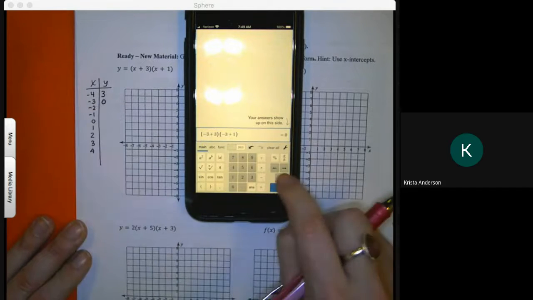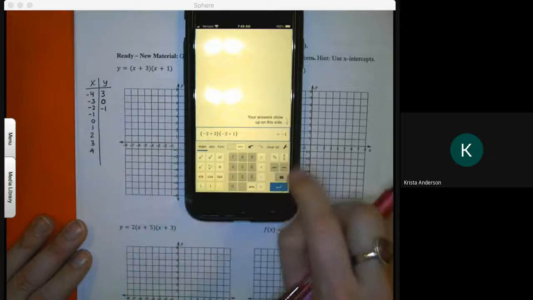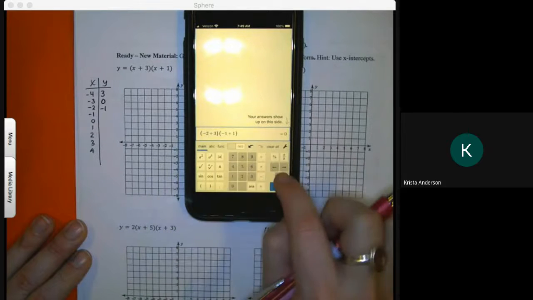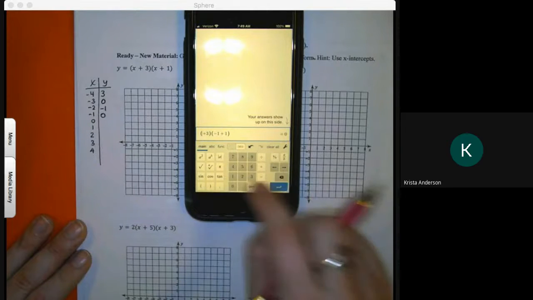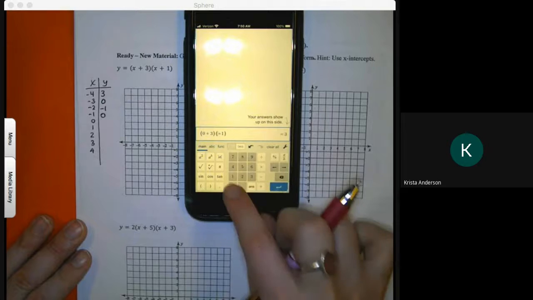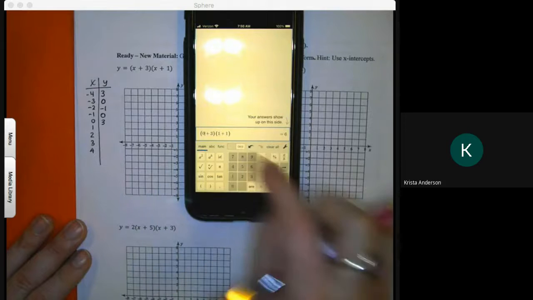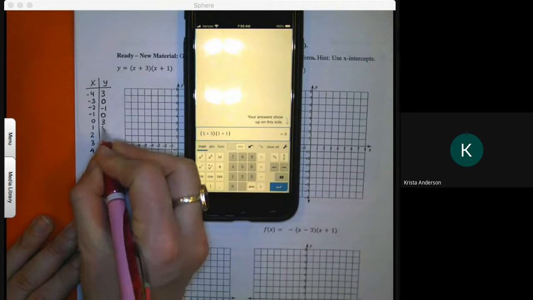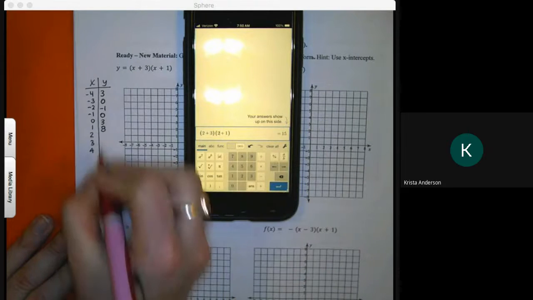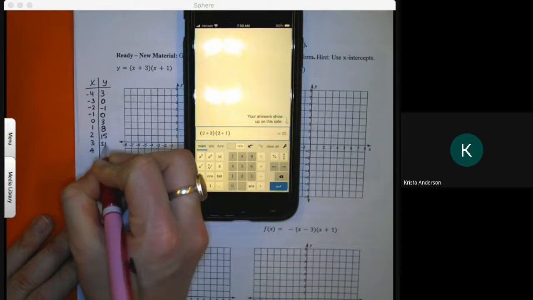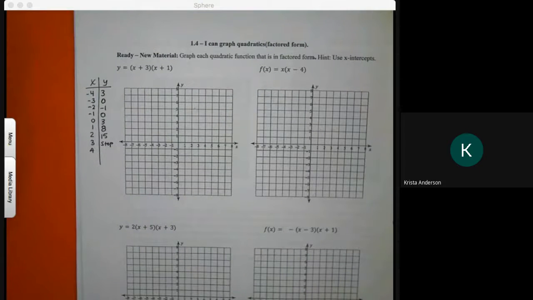0, -2, -1, 0, 1, 2. Okay, now that's going off my graph. I can stop. Two went off my graph.